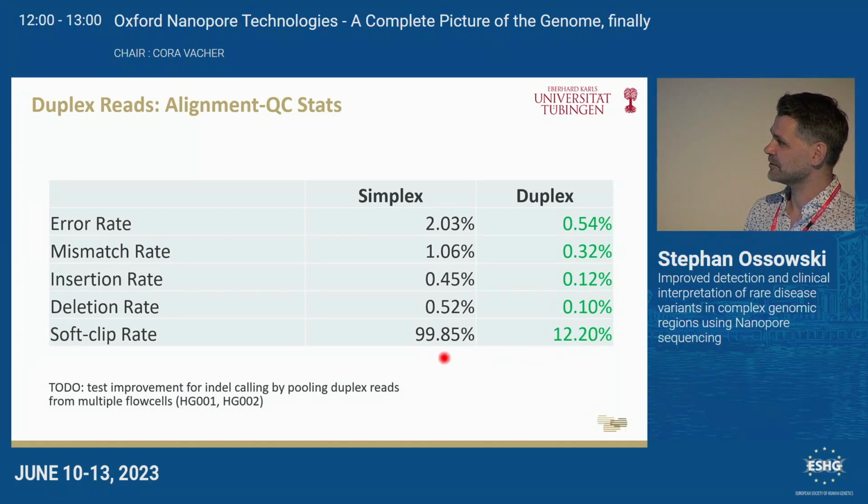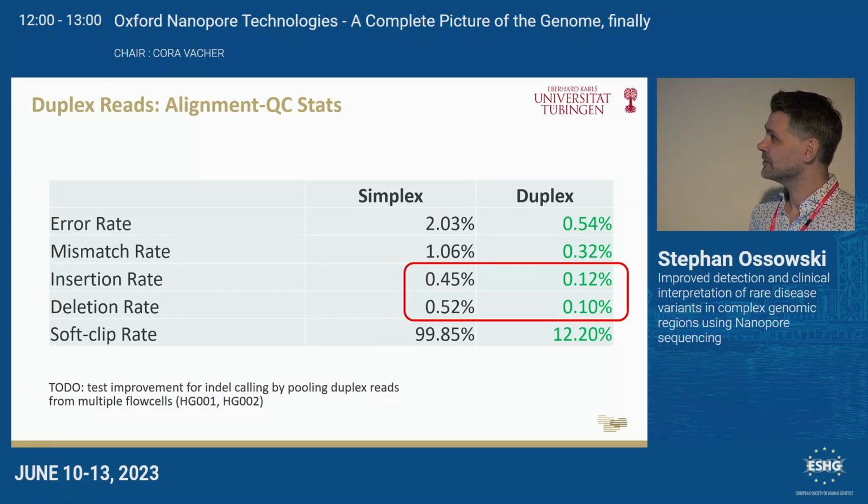And also interesting, because of this effect I just explained, that reads stay high quality to the very end, you have much less soft clipping. So for simplex reads, at some point Minimap soft clips because the quality gets bad. But for the duplex reads, only 12% are soft clipped, so 90% less, basically. So the most important for us is here, with 5 times fewer gap errors, we hope that we can improve the indel diagnostics, but we couldn't do it yet because of the problem that we don't get enough duplex reads from a single flow cell.